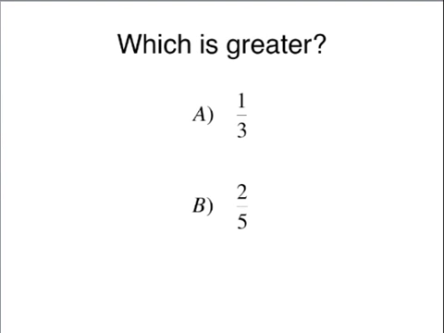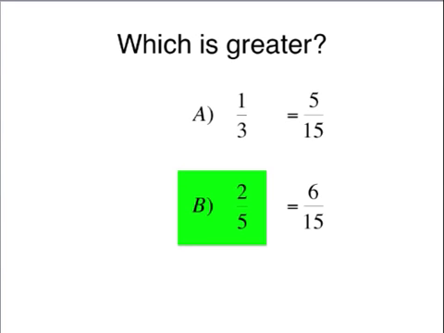Now you decide which is greater, 1/3 or 2/5. 2/5 is greater. This is because 2/5 is 6/15, whereas 1/3 is 5/15.